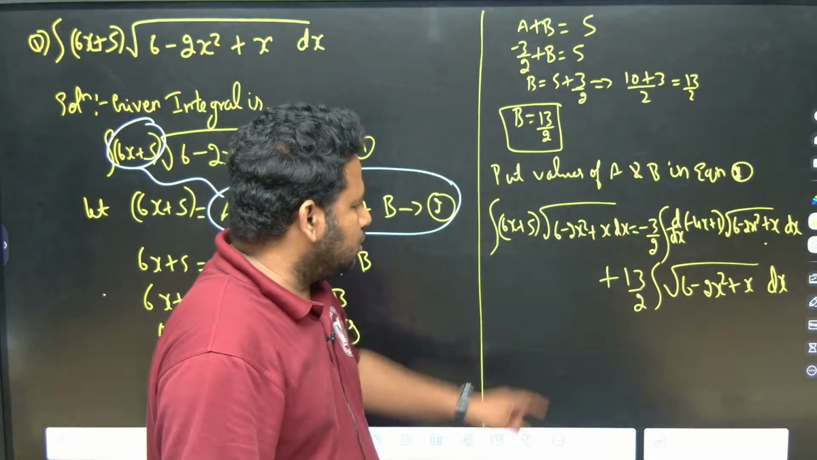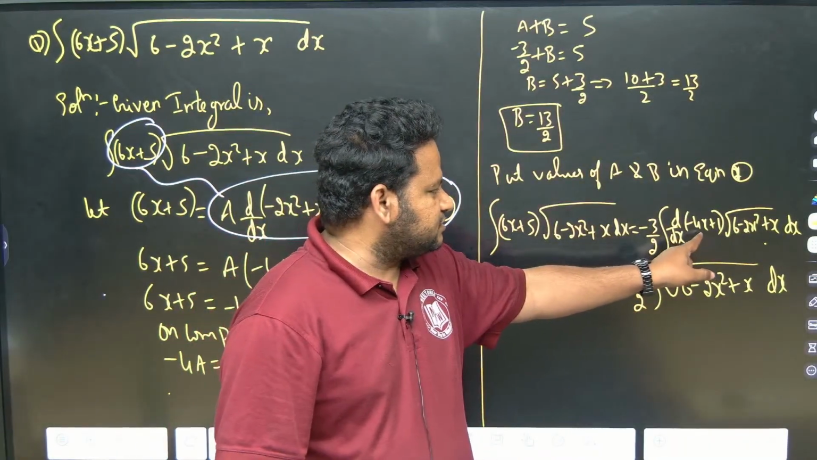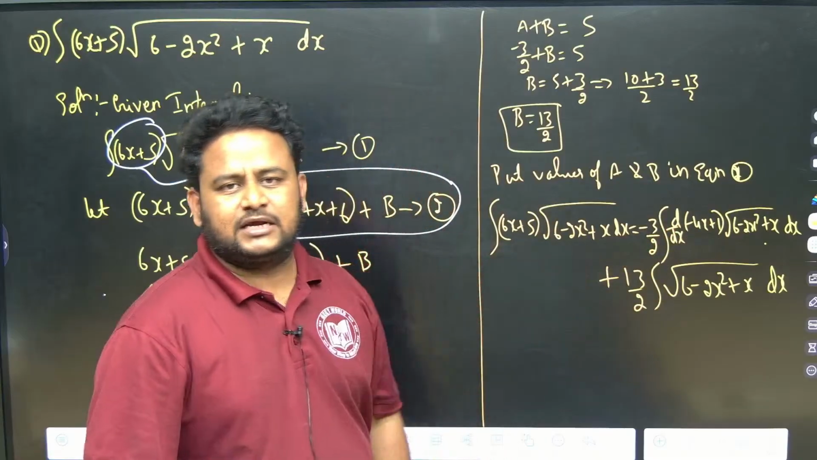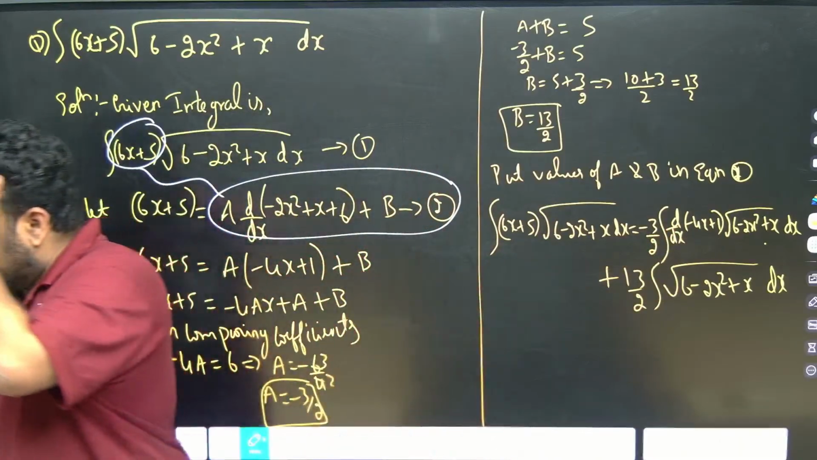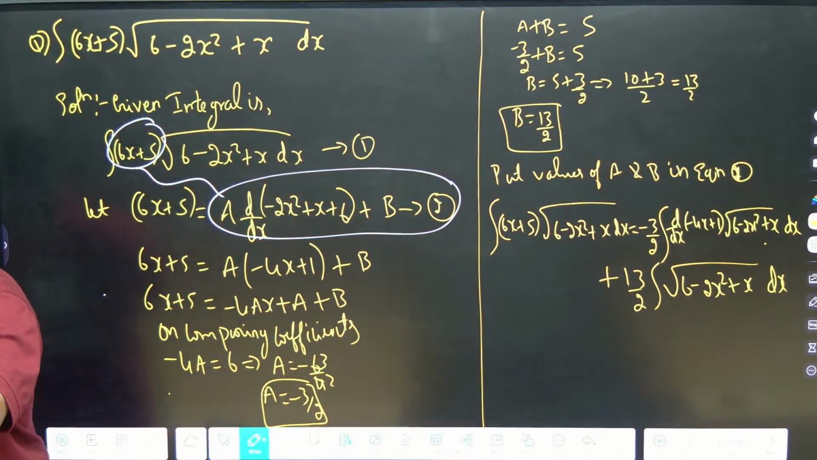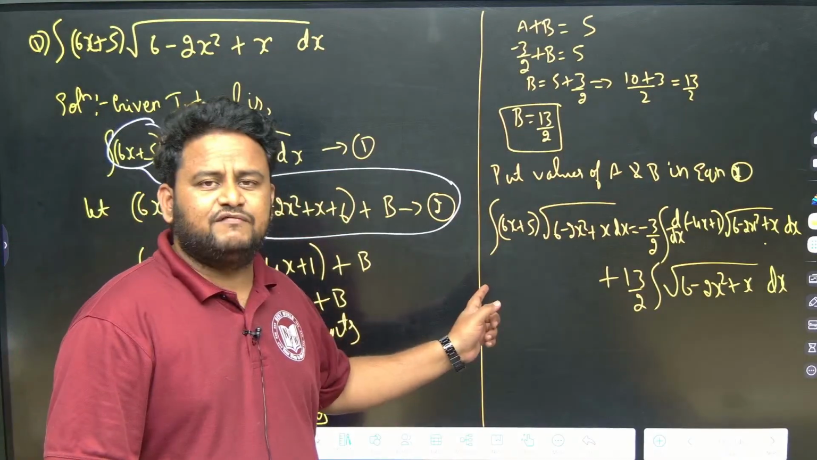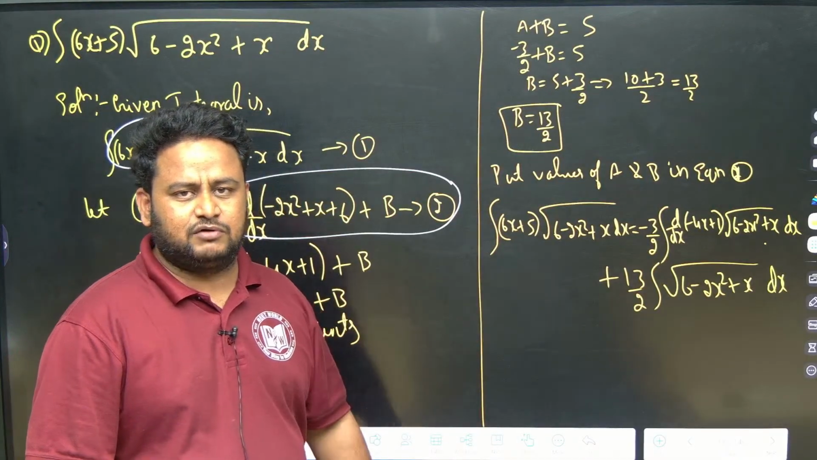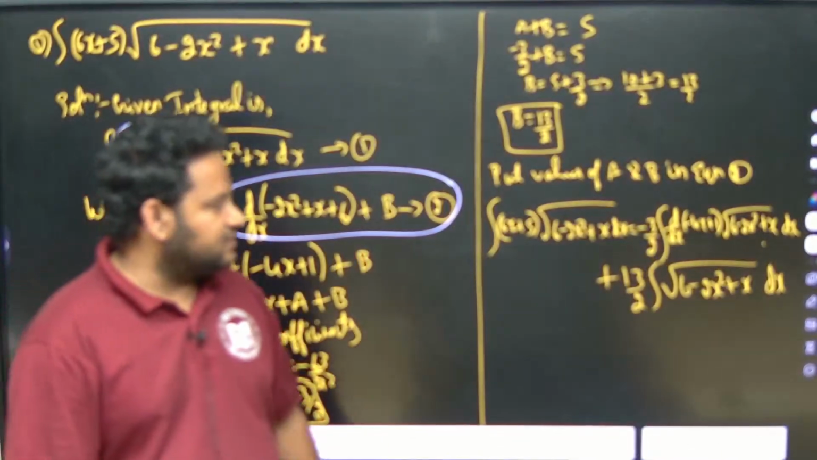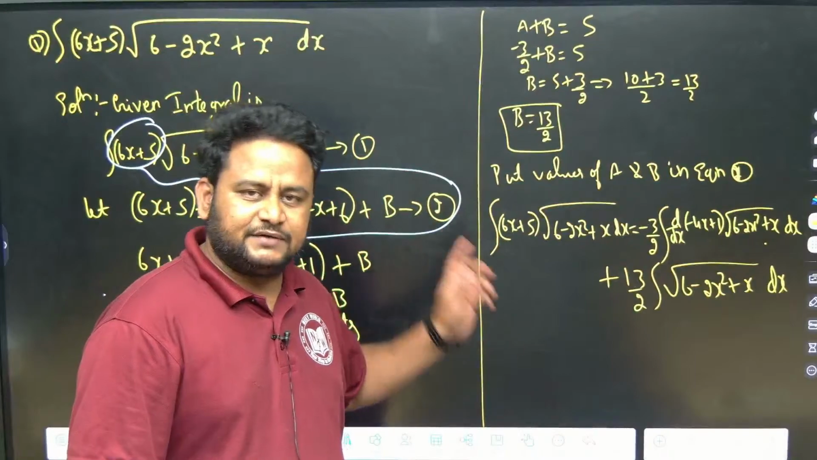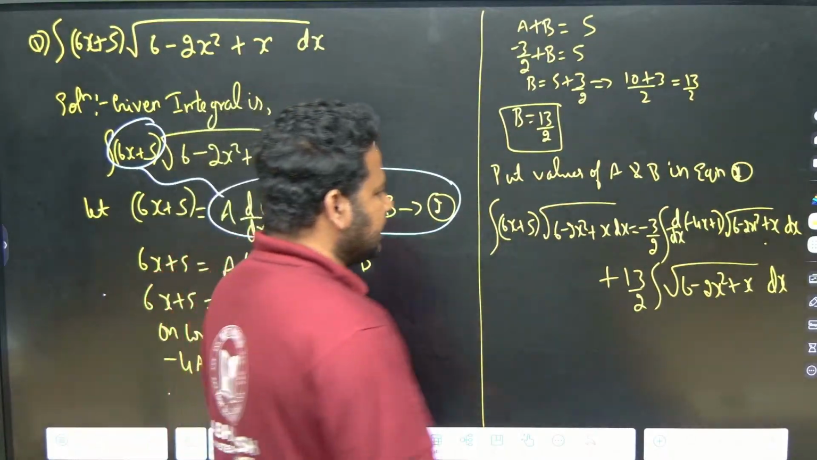Okay, now look at this. This is of the form integral of f dash of x into f of x. Integral of f dash of x into f of x to the power of n is nothing but equal to f of x to the power of n plus 1 divided by n plus 1, plus c.